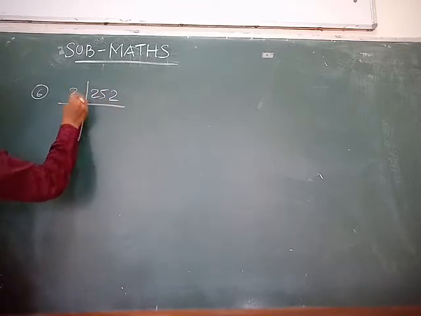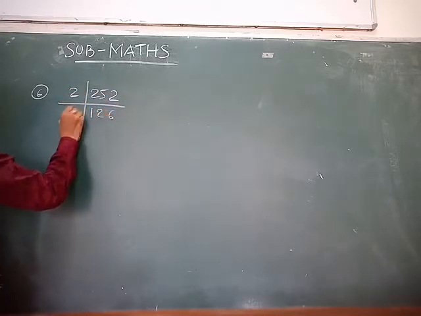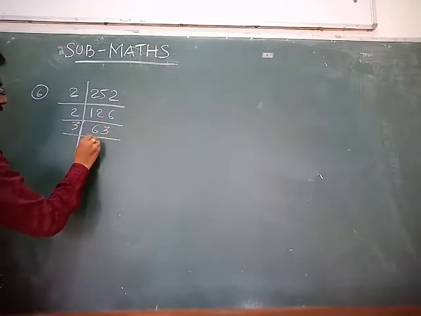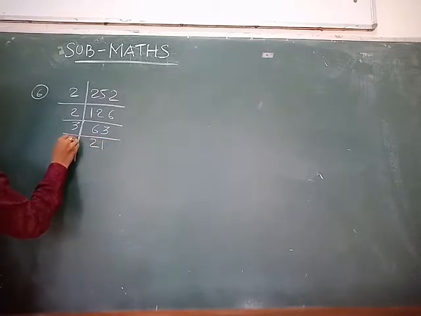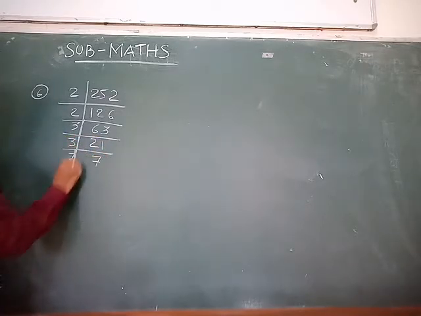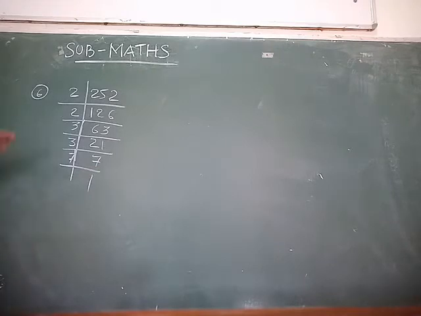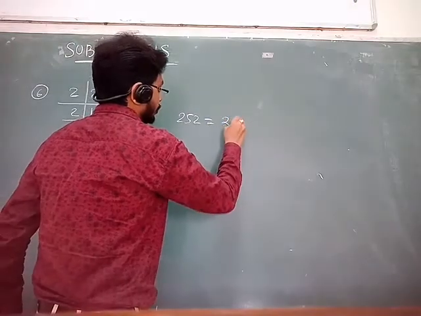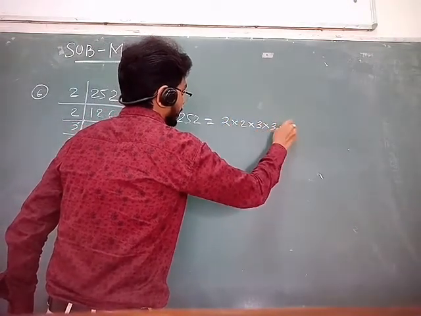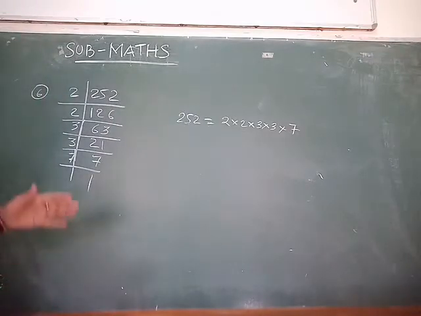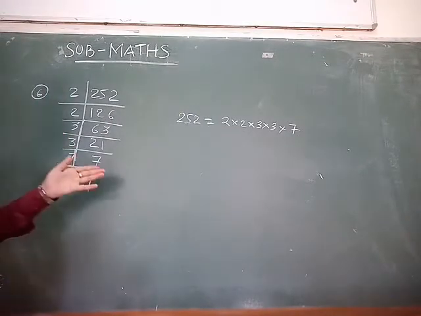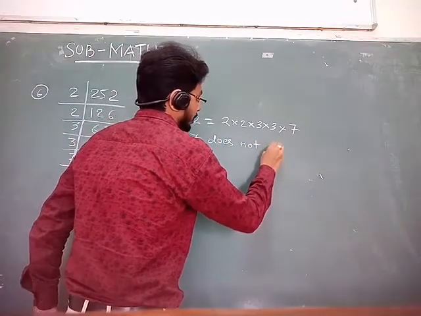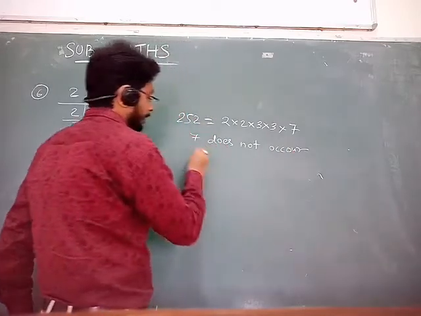By using prime factorization, you will get 2 1 are 2, 2 2 are 4, 2 6 are 12, 126, 2 3 are 6, and then 3 2s are 6 and 3 1s are 3, 3 7s are 21 and 7 1s are 7. ठीक है? So you are getting 252 as 2 into 2 into 3 into 3 into 7 again. So here you can see 7 does not occur in a pair. 7 pair में नहीं है.